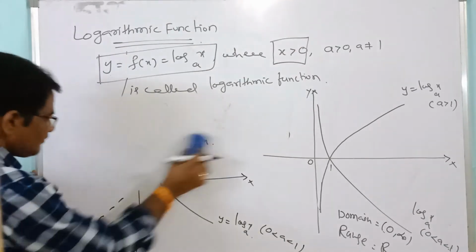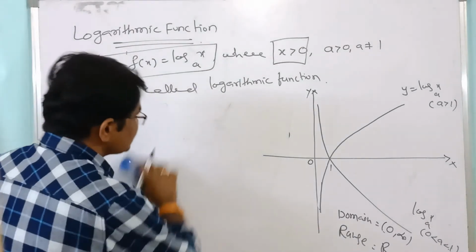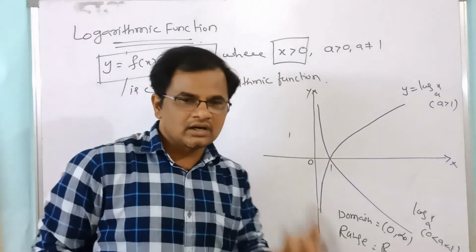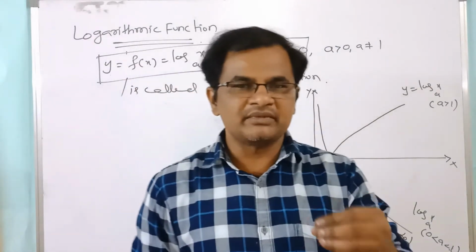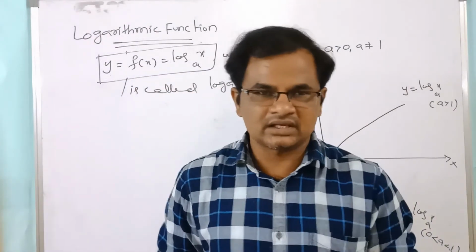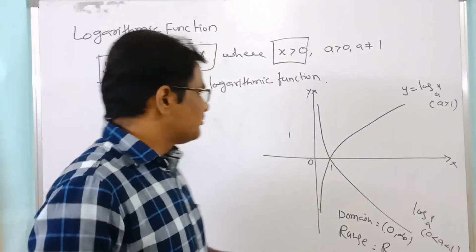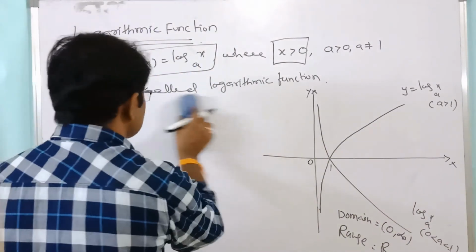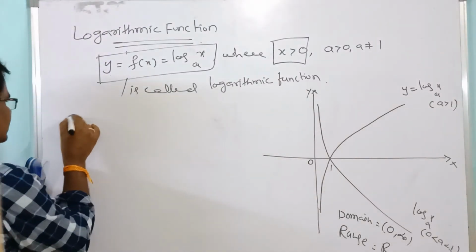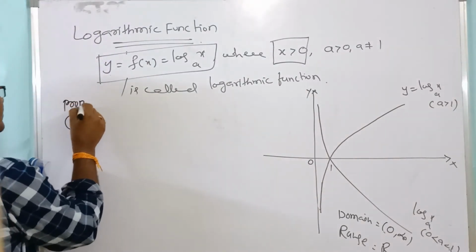Now, in this logarithmic function, you know all the properties, that log m n equal to log m plus log n, log m by n equal to log m minus log n to the base a, like that. But some important formulas are there. I will give those formulas. In that properties, first one.